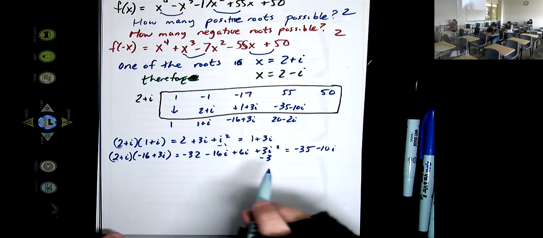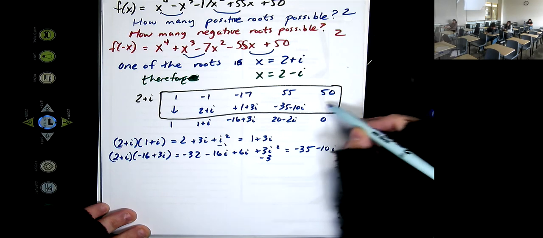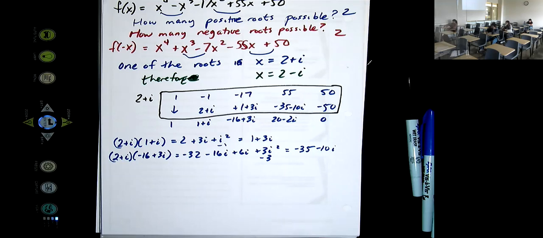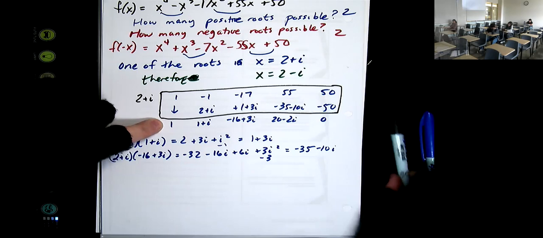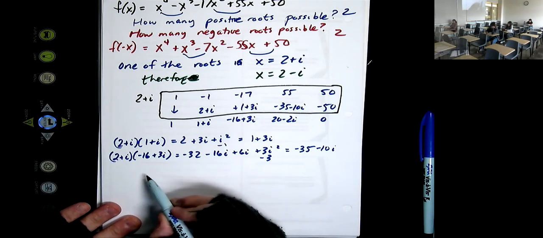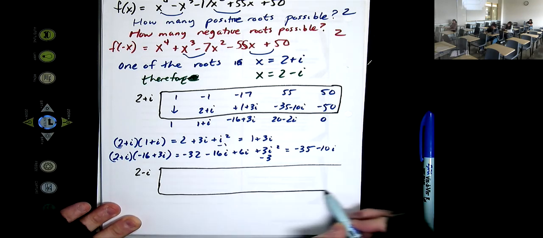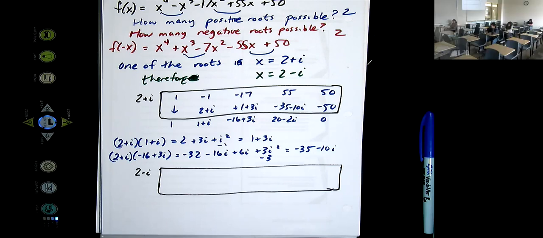And I don't even need to do the last one. I already told you this is a root. I know this is going to be a 0. So I know this has to be -50 when I'm done, because I know it's a root. Which means I can use 2 minus i. I could use the original one. So you're saying that 2 plus i times 20 minus 10i is negative 50? Yep. It's got to be. Is it?